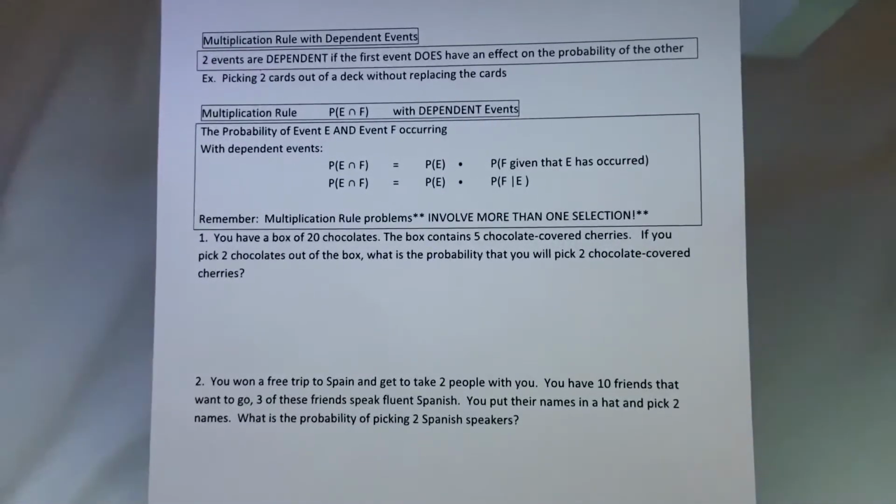Okay, stats. Multiplication rule with dependent events. Two events are dependent if the first one does have an effect on the probability of the other. Their example is picking two cards out of a deck without replacing the cards. I would say something like this.